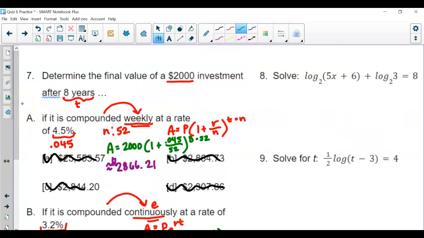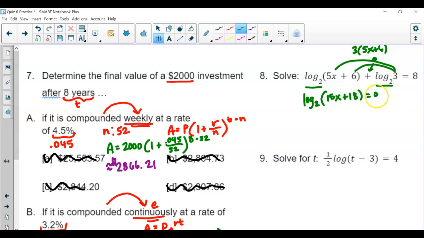So now question number 8. This is going back to solving our log equation, but notice we have multiple logs, right? We have log base 2, log base 2, and they're being added. So what was the property? Well, addition meant multiplication. So we are still keeping that log base 2, but to condense, we're going to multiply 3 times (5x + 6) and distribute. So really we have log base 2 of (15x + 18). That is what's equal to 8.